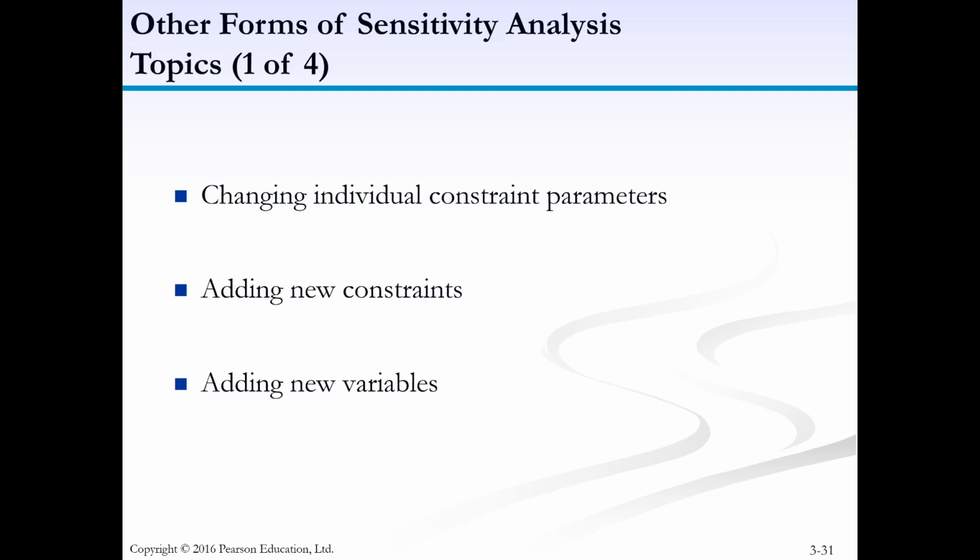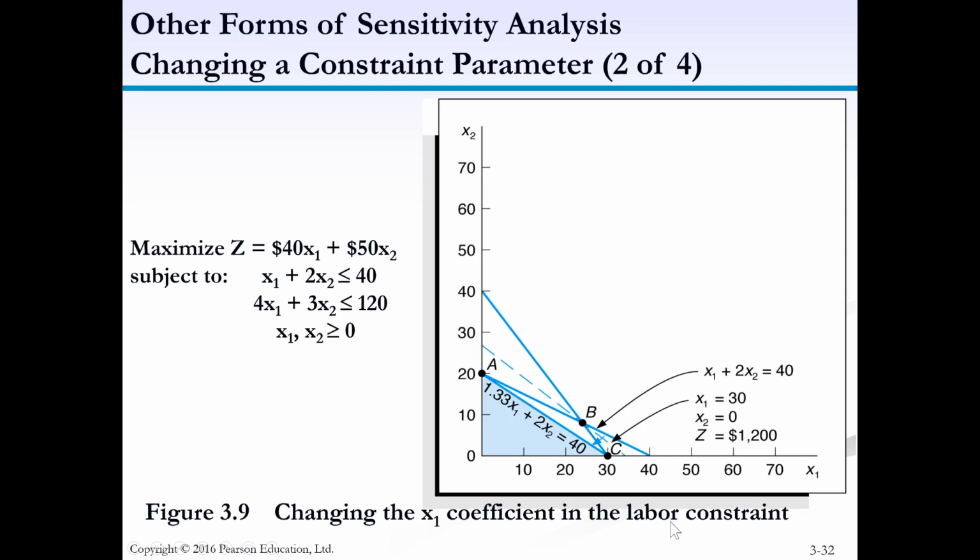Now for this kind of sensitivities, to test that, we have to actually repeat the analysis and resolve the problem. So changing individual constraint parameters, the technological coefficients are changed from x1 plus 2x2 less or equal to 40, to 1.33 x1, and we can see that the corner point is now changed. So we have to actually repeat this. It's just showing that we can also make changes in technological parameters to see the effect.